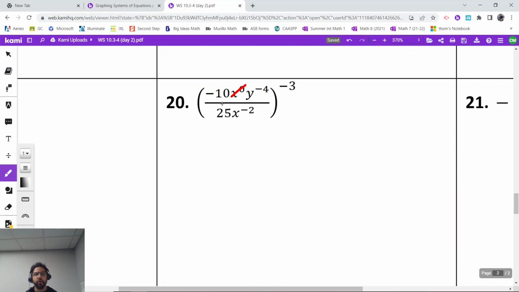All right, our coefficients behave as normal. Negative sign is going to stay the same. 10 and 25 can both be divided by 5. So it means I've got a 2 and a 5. If you notice, I just have single variables, meaning I don't have an extra x and an extra y. So let's just change our location. So x from the negative second power, well, we can just move it to the numerator for a positive exponent. And then for this one, we're going to move it to the denominator.